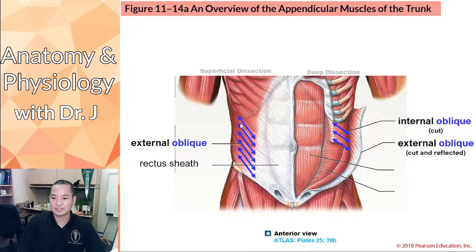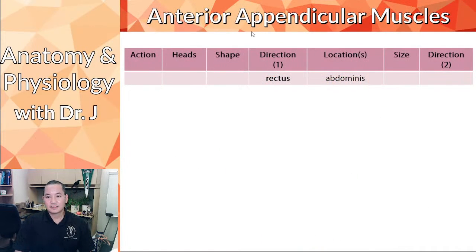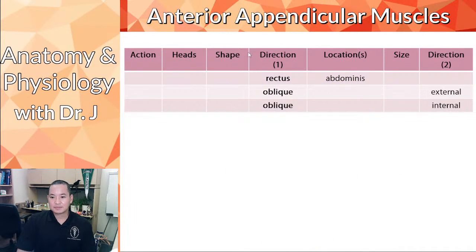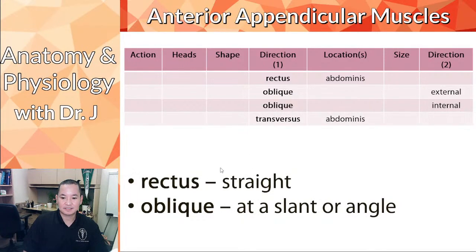So look at all these obliques. Notice the fascicles are not with the axis of the body, they're all at an angle over here, whereas our transversus is oriented horizontally, and our rectus is oriented with the long axis of the body. Sometimes the direction appears in the front, sometimes in the back, sometimes you have multiple directions. We have external obliques and internal obliques, and this is referring to whether they are on the outside or on the inside of the body. So sometimes you have multiple directions in the same muscle's name. This is how you're comparing these. Oblique again means a slant or angle, and rectus means straight.